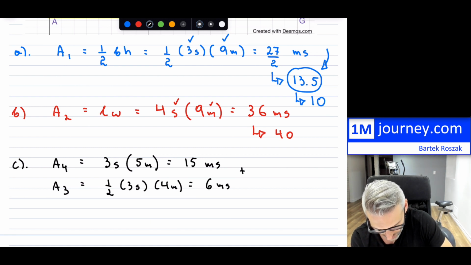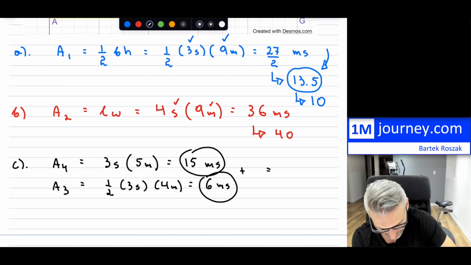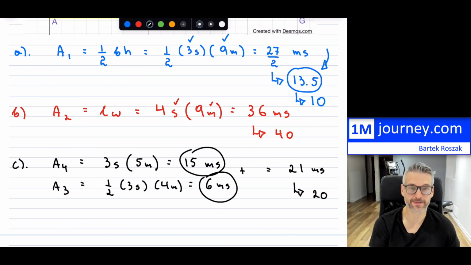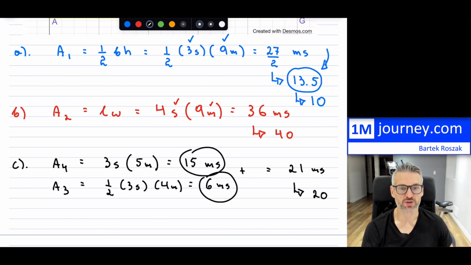Now, we're going to, of course, add these together. So you're going to be adding this one, and that's going to be 21 meters per second. And if you wanted to round to only one significant figure, then it would have been 20. All right, so this is what you have.